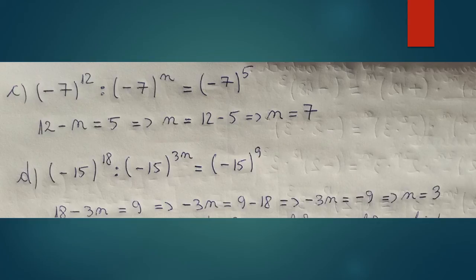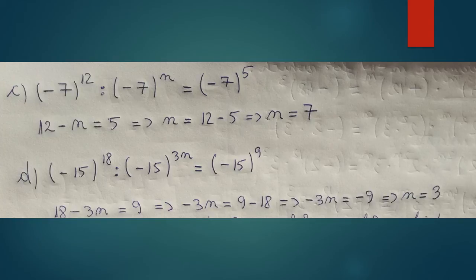Point C. (-7)^12 divided by (-7)^n equals (-7)^5. When we divide two powers with the same base and different exponents, we keep the base and subtract the exponents. So we have 12 minus n equals 5. So n is 12 minus 5, so n is equal to 7.